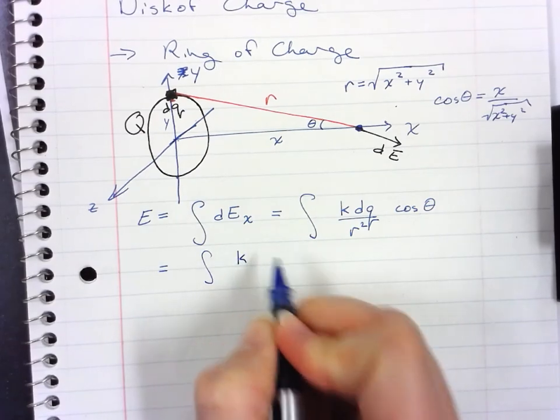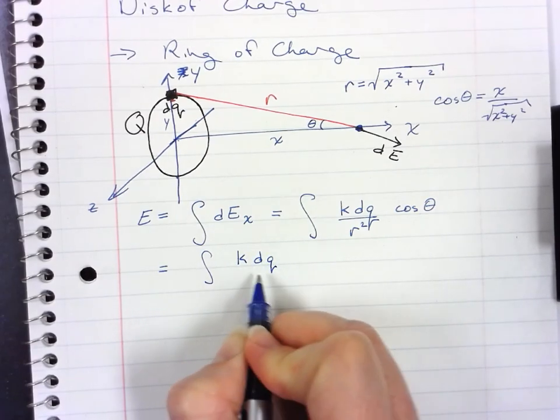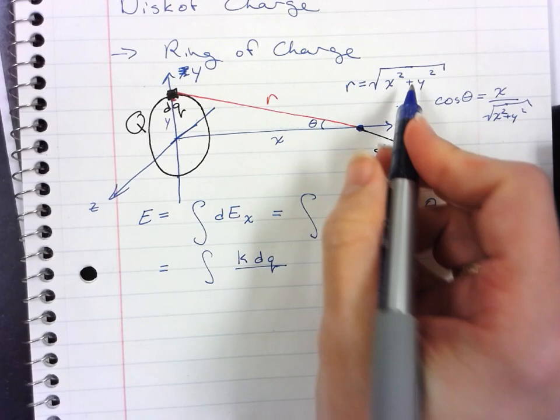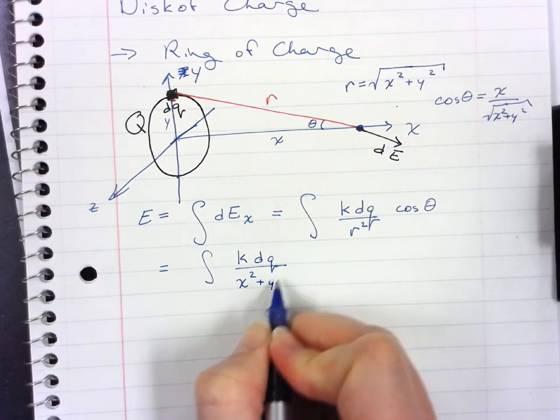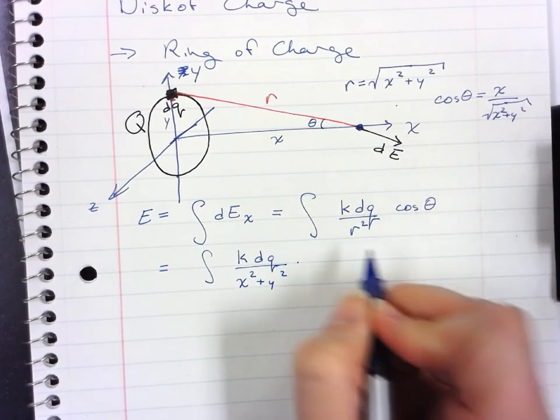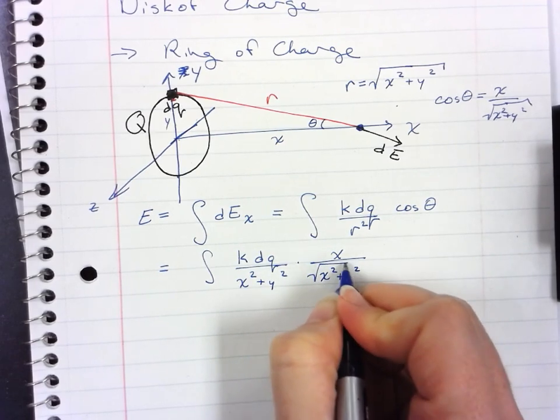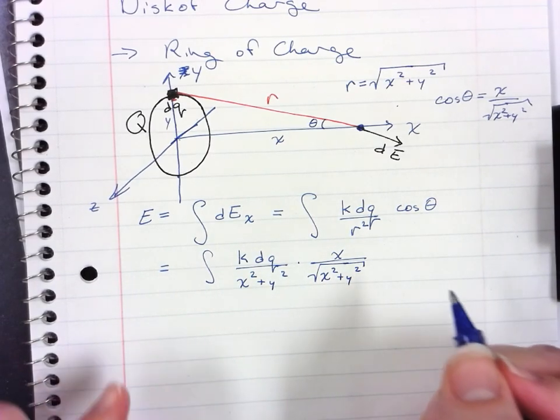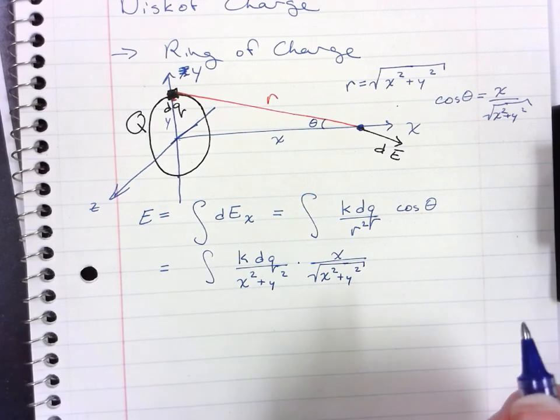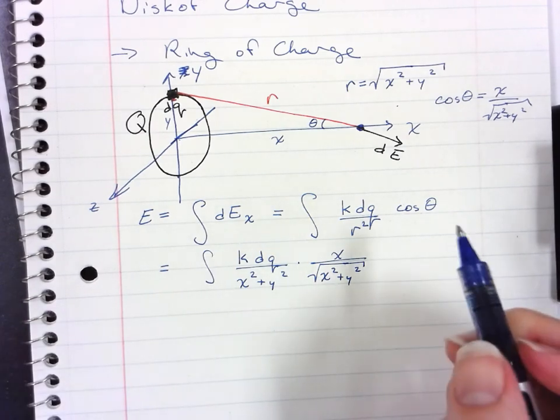The integral of k dq over r squared, so I can get rid of the square root. This is just x squared plus y squared, times the cosine of the angle, x over the square root of x squared plus y squared. And I'm going to leave my limits of integration blank for a moment, and you'll see why in just a second.